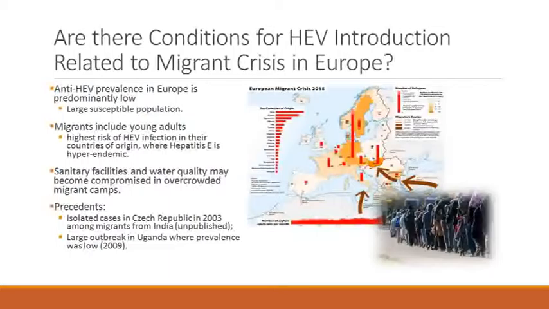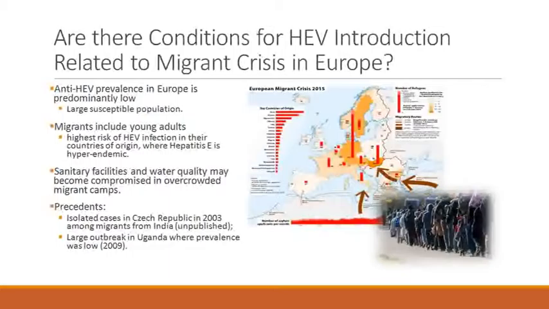Are there any conditions for hepatitis E virus introduction related to the migrant crisis in Europe? I think this is a very good question these days, because a large number of people migrated to Europe from regions that are hyperendemic for hepatitis E virus infection. Data are not available for this particular situation. However, I brought in this slide a few data from previous experience and a few data that are available in populations to speculate a little bit what could happen.